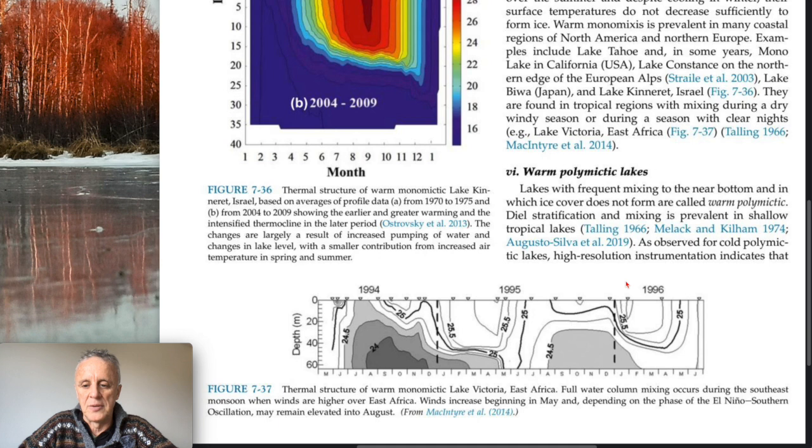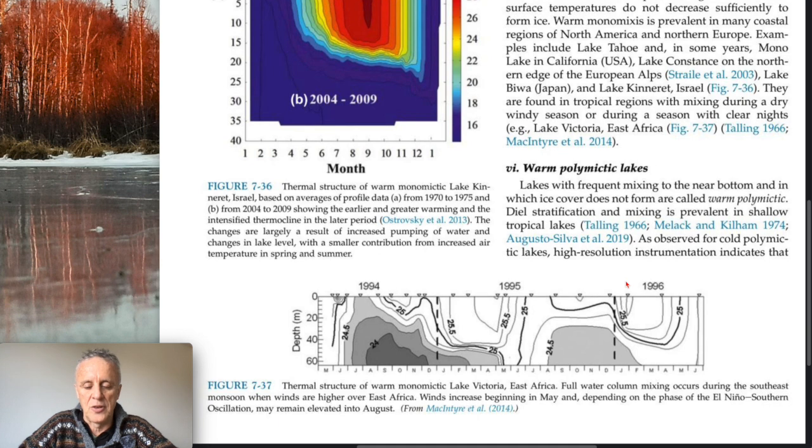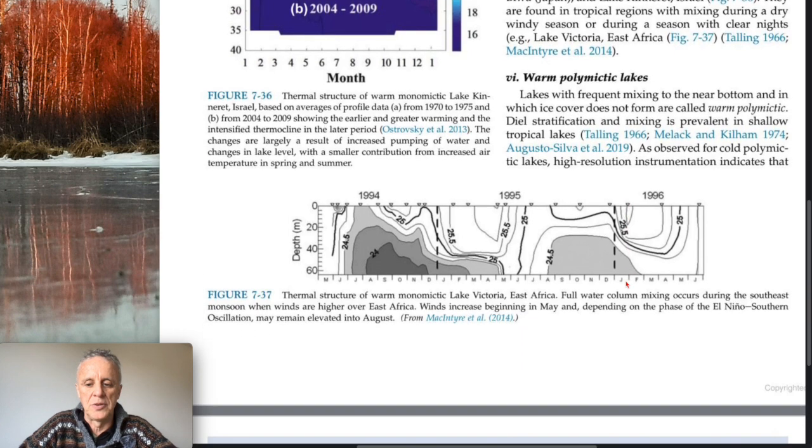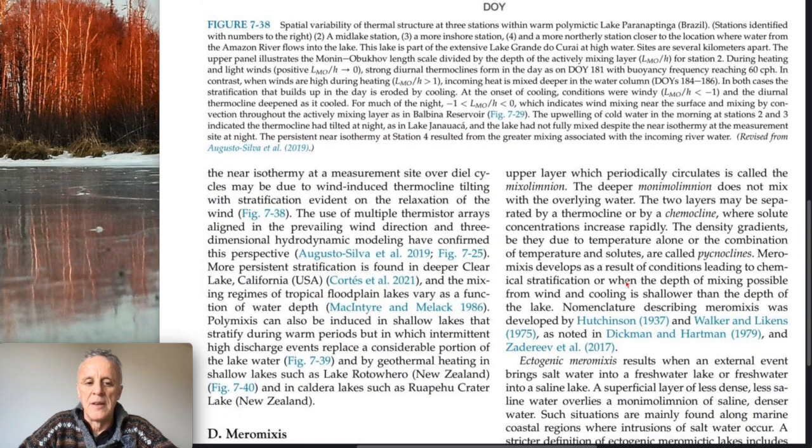Lakes with frequent mixing to the near bottom and in which ice cover does not form are called warm polymictic. Diel stratification and mixing is prevalent in shallow tropical lakes. As observed for cold polymictic lakes, high-resolution instrumentation indicates that the near isothermy at a measurement site over diel cycles may be due to wind-induced thermocline tilting, with stratification evident on the relaxation of the wind. The use of multiple thermistor arrays aligned in the prevailing wind direction and three-dimensional hydrodynamic modeling have confirmed this perspective.